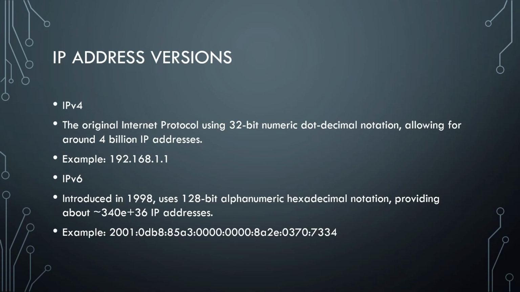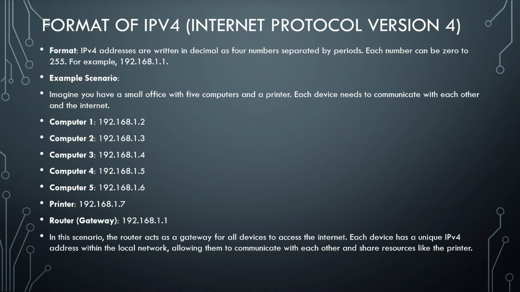It uses a much longer code with letters and numbers separated by colons, like this crazy looking one. Don't worry, you do not have to memorize that. IP version 6 was introduced in 1998 to address the limitations of IP version 4. It uses a 128-bit alphanumeric format, providing about 340 undecillion addresses.